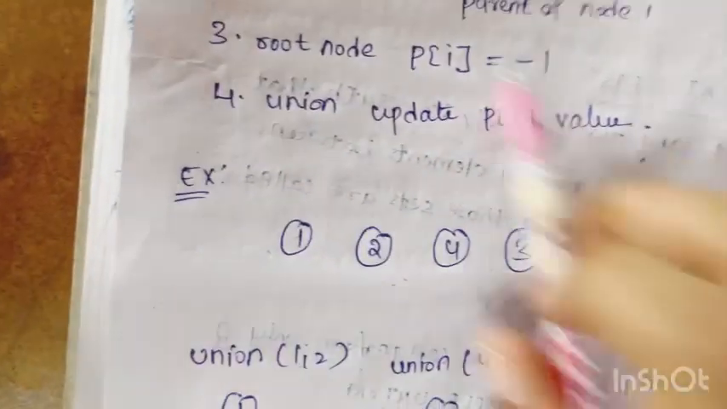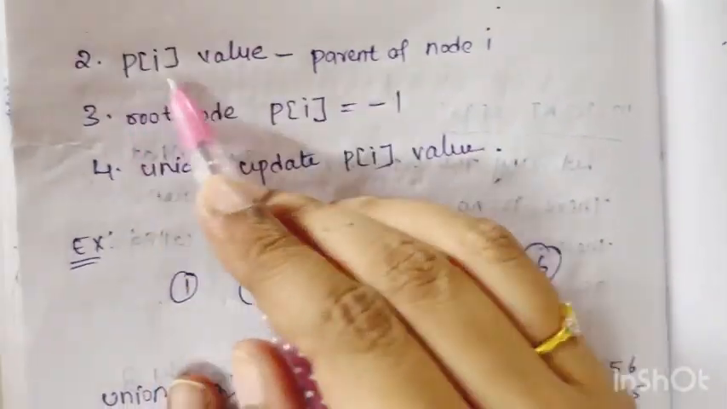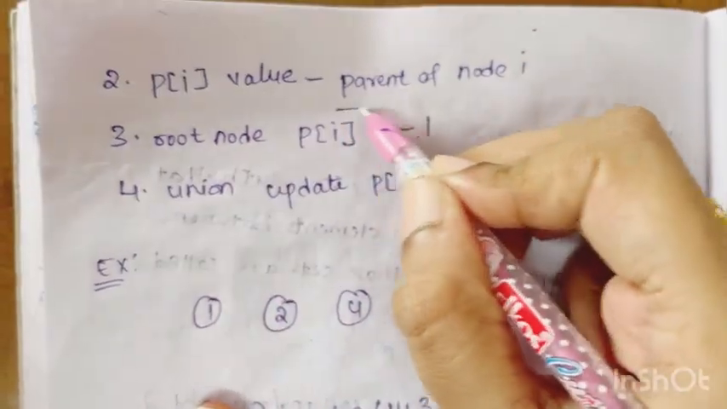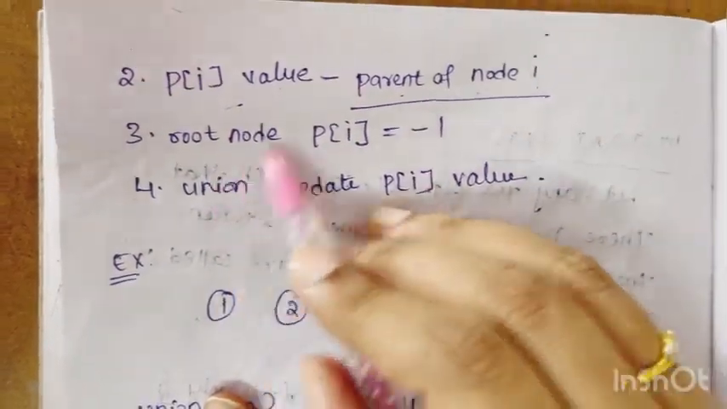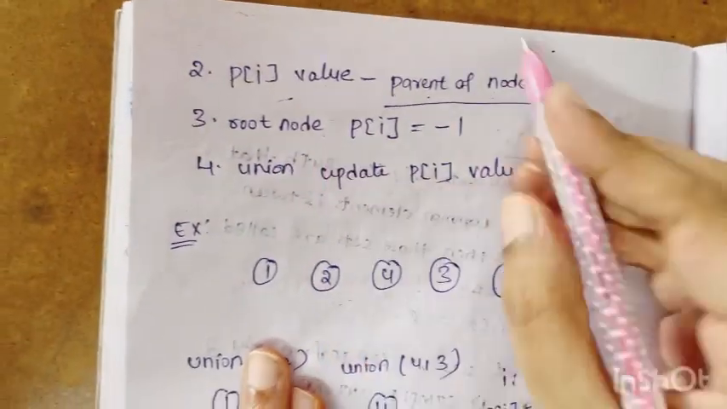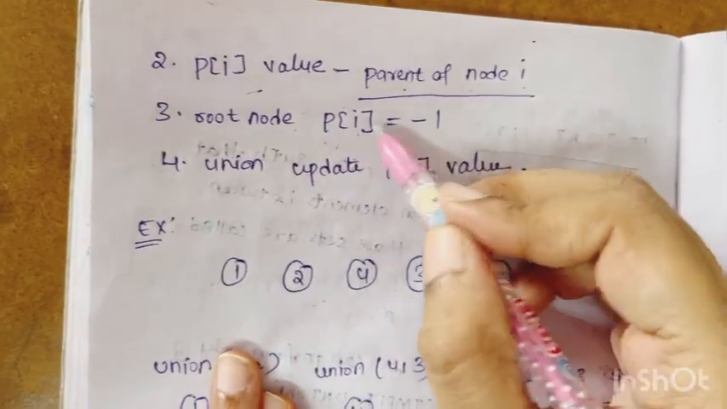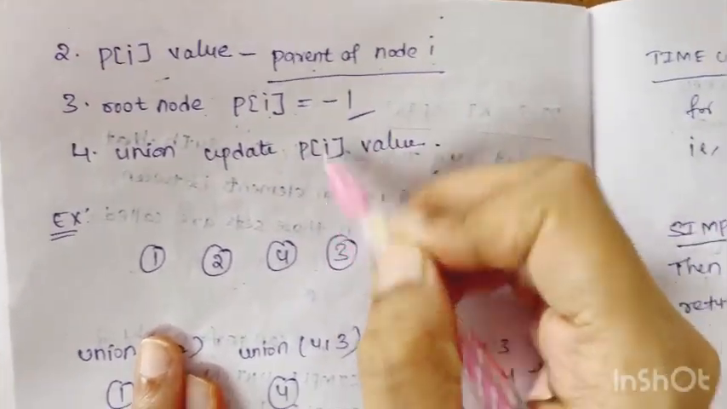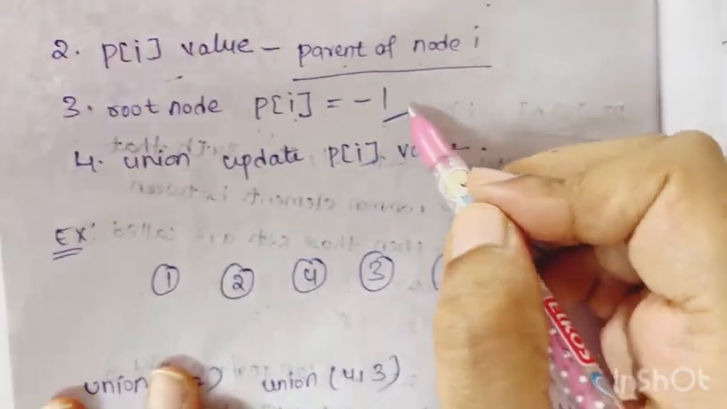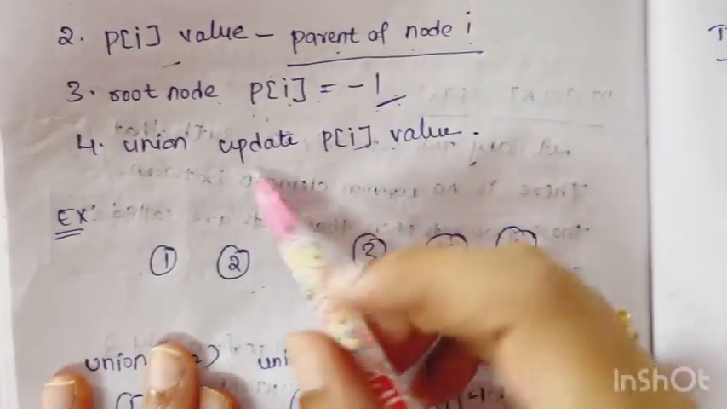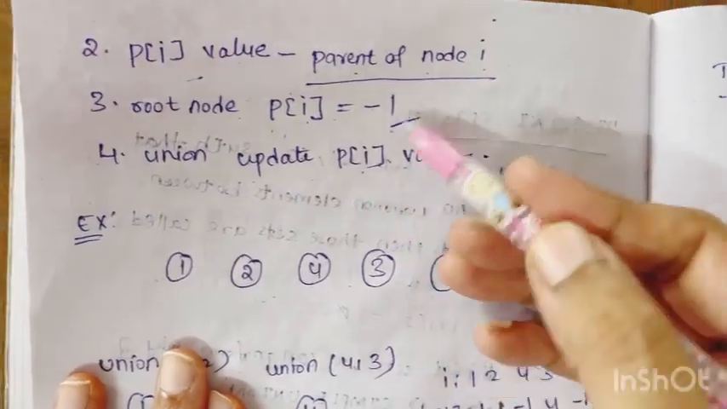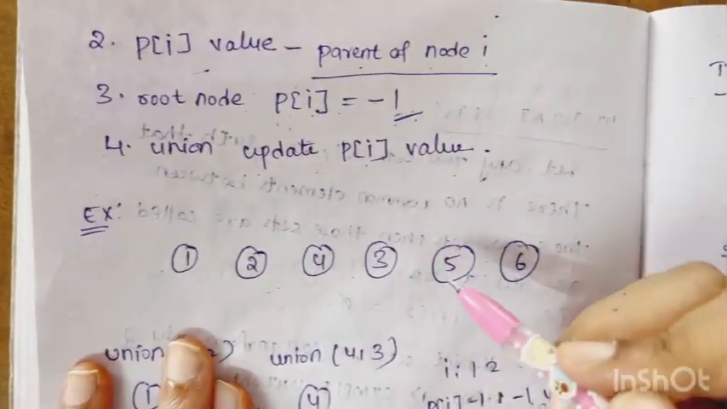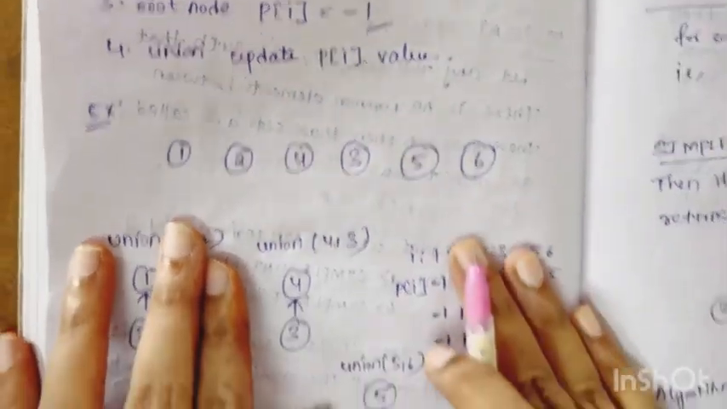Coming to the second point, parent node value P of i. P of i is nothing but the parent node of i. For the root node, the set representative element, the value of P of i will always be -1. Always the root value will be taken as -1. And next we have to update the parent values of the other child nodes of the considered root node. We'll see with an example.